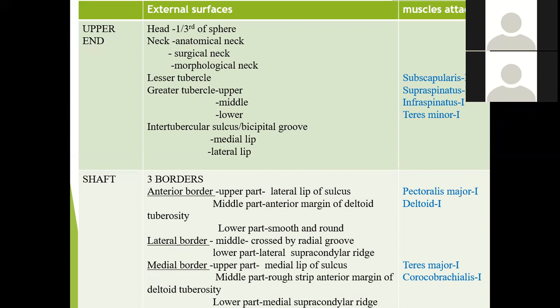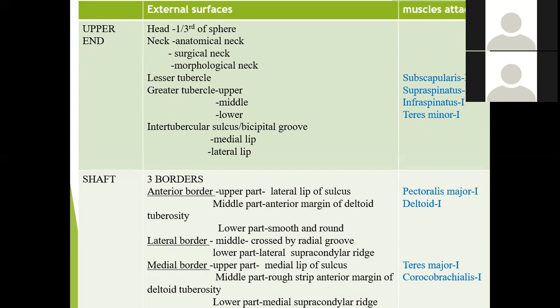So now we are coming to the intertubercular sulcus. The two tubercles are separated by the sulcus called the intertubercular sulcus, or the bicipital groove. Why is it called the bicipital groove? Through the sulcus, the long head of biceps tendon will be passing through, so it is called the bicipital groove. Next, the intertubercular sulcus has two parts. It has two lips: one is the medial lip, the other one is the lateral lip. So these are the two parts present in this sulcus.